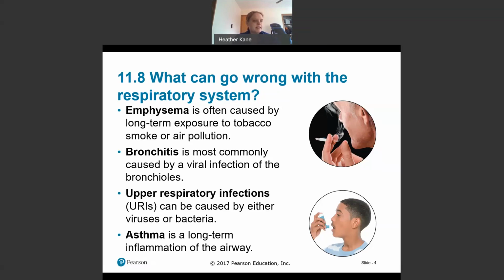And asthma is a long-term illness that is caused by inflammation of the airway somewhere. And asthma is oftentimes going to be treated with steroids, which is what this inhaler is right here.